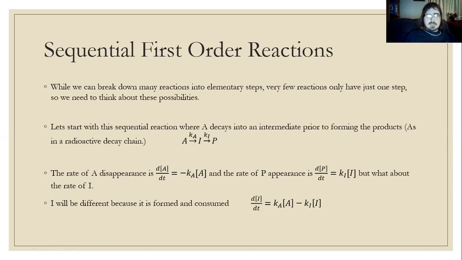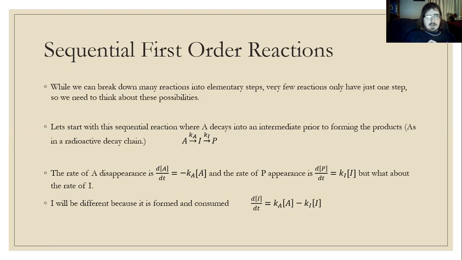So let's look at this initial sequence reaction, where A decays into an intermediate prior to forming its products, like a radioactive decay chain. A goes to I with its rate constant, and I goes to P with its own rate constant. The rate of disappearance of A is equal to negative Ka times A. The rate of appearance of P, dP/dt, is Ki times I.